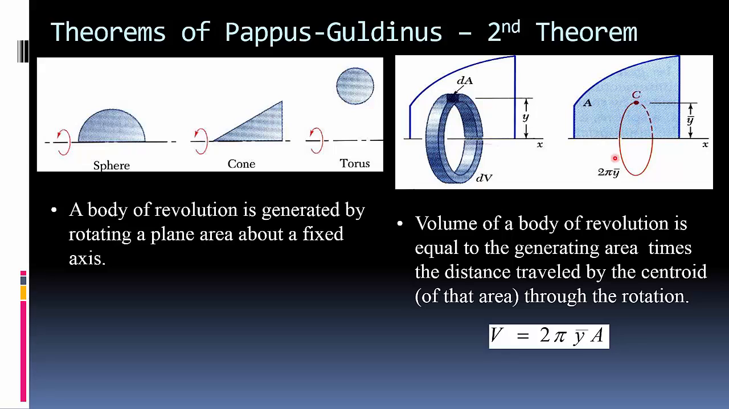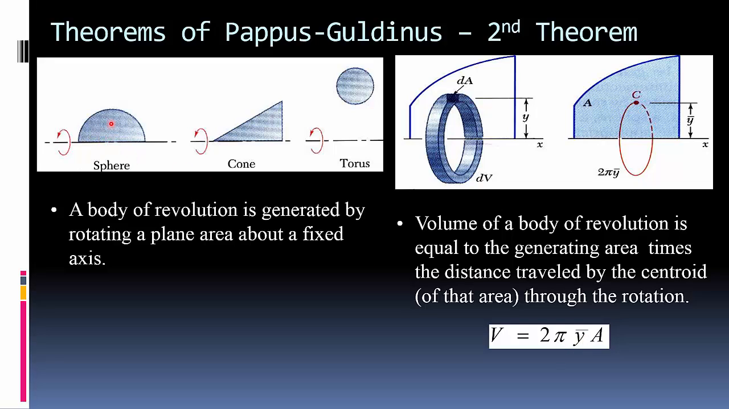And so the second theorem of Pappus-Guldinus simply says that the volume of a body of revolution is equal to the generating area times the distance it travels through the rotation. So it's the same thing. Whereas in the first theorem, you figure out how far the centroid of the curve travels, now we're going to figure out how far the centroid of the area travels. So if we wanted to figure out the volume of a sphere, you would find the centroid of this area, which is roughly there, and it travels 2 pi times y bar.